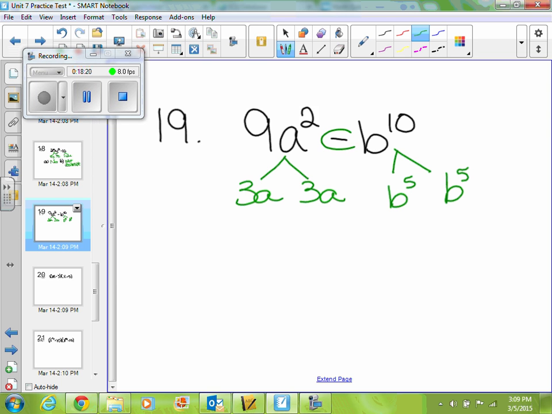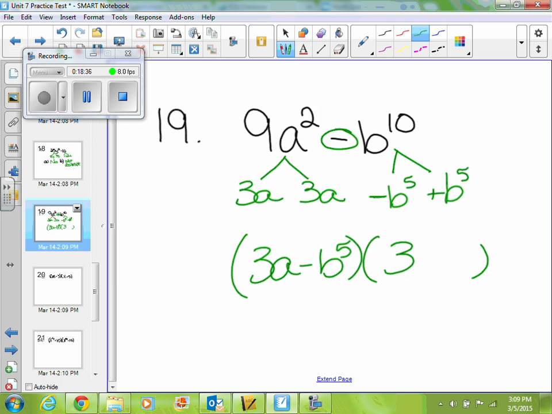Alright, and this minus tells me what? One's negative, one's positive. Okay. So if I break this down, then what's my first set of parentheses look like? Okay, and my second one? Very good. Right, so any questions on 19? Nope, pretty straightforward.